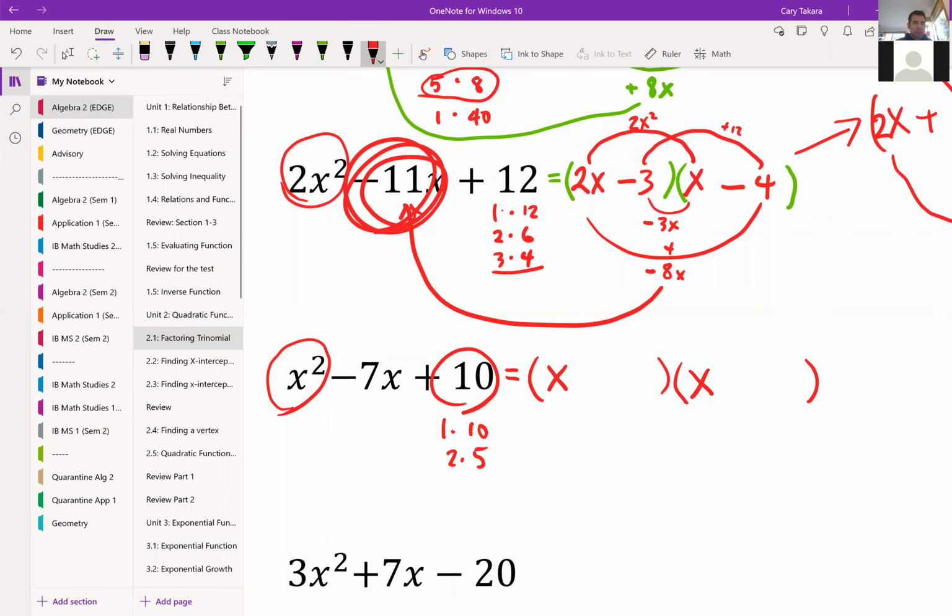So which one are you going to try first? You always want to try the numbers that are close together. So you don't want to do 1 and 10 first. You want to try 2 and 5. So I'm just going to put 2 and 5.